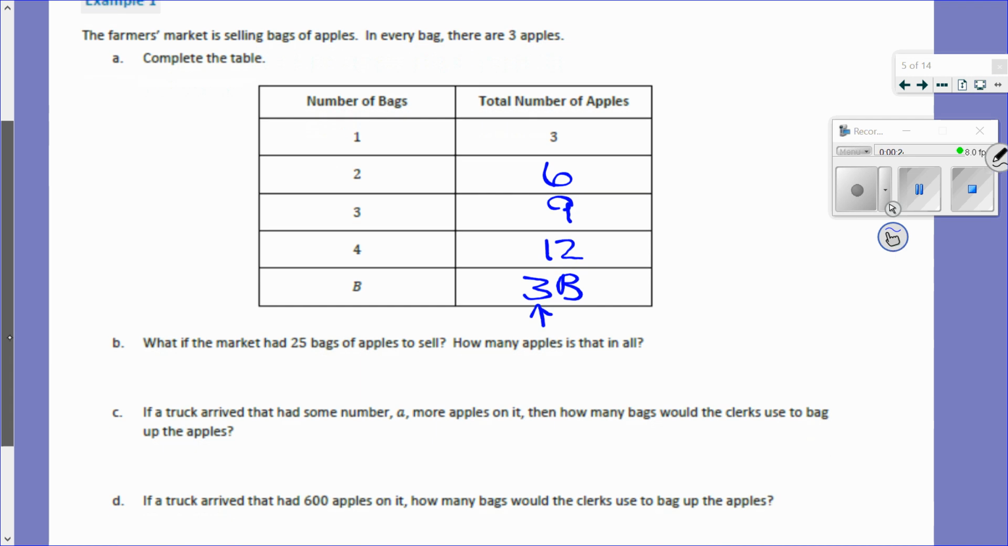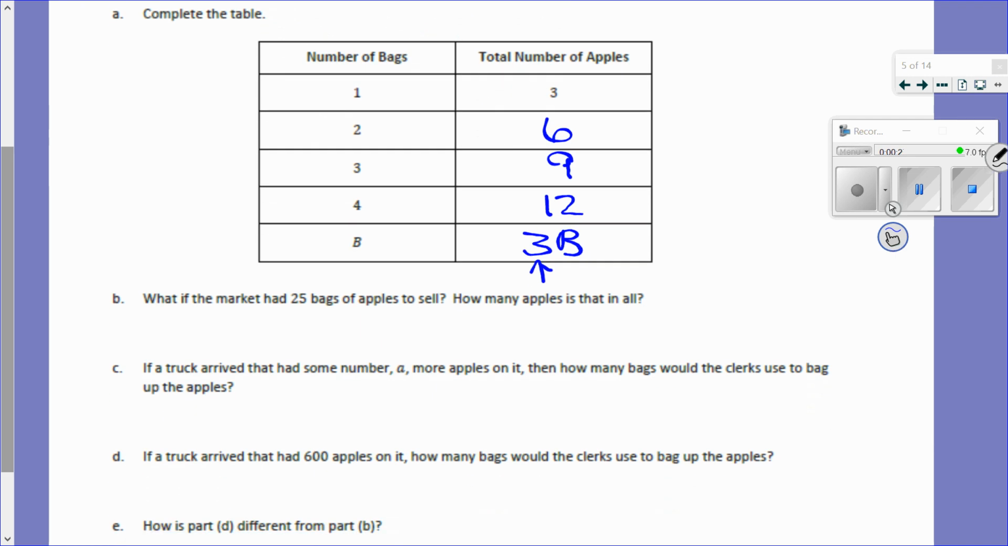Page 90. On this one, what if the market had 25 bags of apples to sell? How many apples is that in all? 75, because there's 3 in every one of those. So that would be 75 apples.